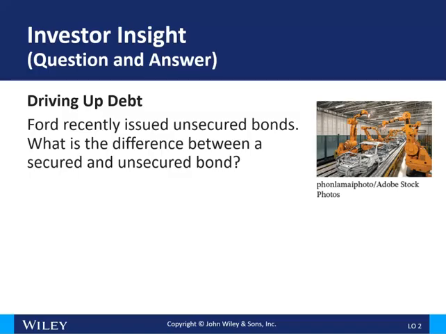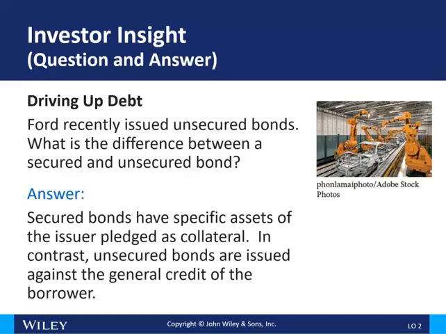Ford recently issued unsecured bonds. What is the difference between a secured and unsecured bond? Secured bonds have specific assets the issuer pledges as collateral. Unsecured bonds are issued against the general credit of the borrower.